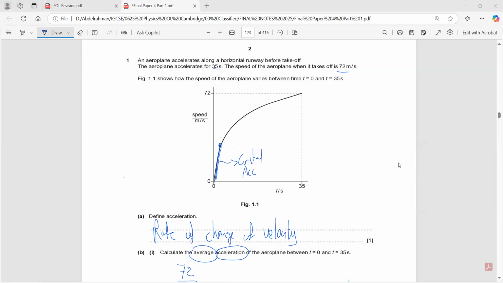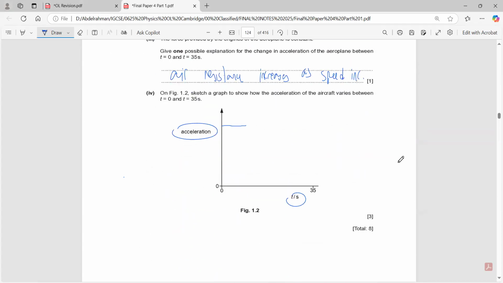Then after a couple of seconds what happens? The acceleration decreases. So at first you had a horizontal line, a straight line, then it starts to decrease. Right? Then it starts to decrease, with a decreasing acceleration. Yeah, that's it.